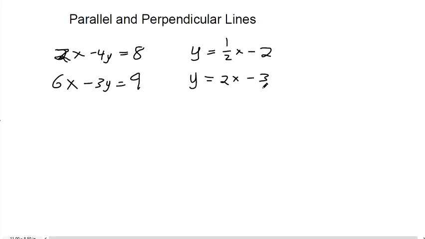Okay. And so now we can just look at the slopes to decide whether they're parallel or perpendicular, or in this case, neither, right? That's almost perpendicular, but the signs are the same. For them to be perpendicular, the signs have to be opposite.